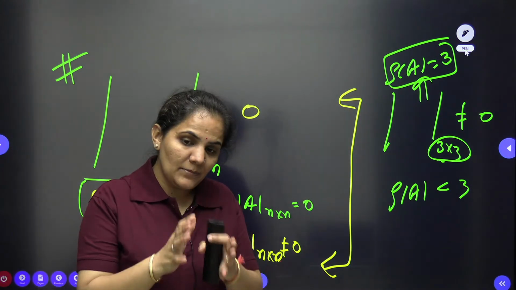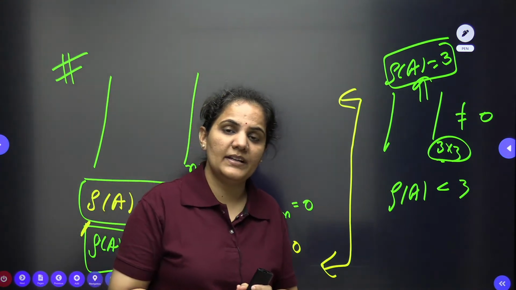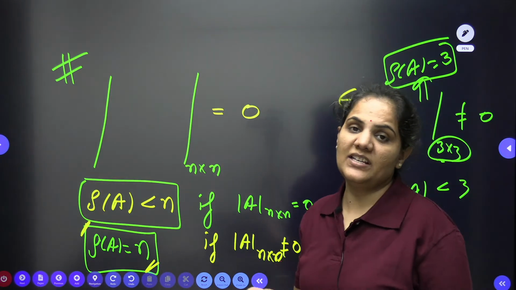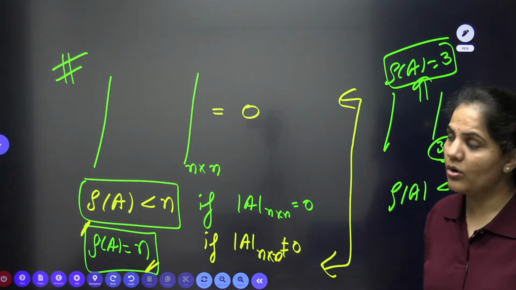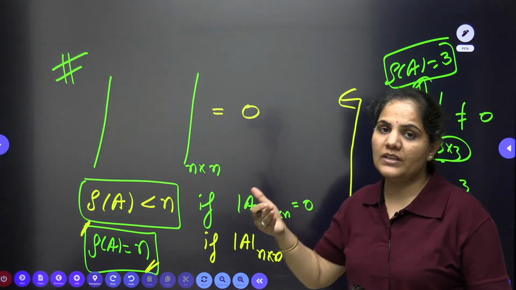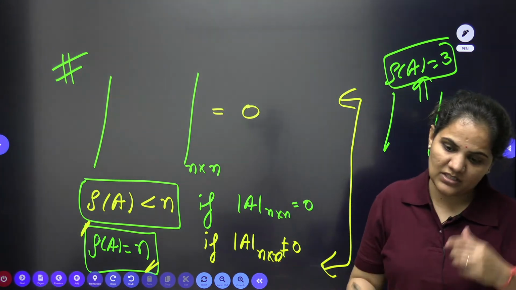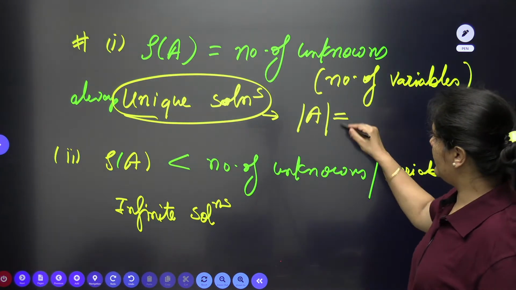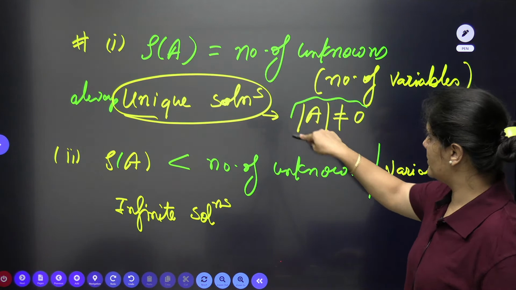If I am saying for a 3 cross 3 matrix the rank is equal to 3, then 100% the determinant is not equal to 0, because if the determinant is equal to 0, then this minor will be 0. We need to go for the next one less than this one. So it is not possible here. So we will write down for the unique solution the determinant is not equal to 0.